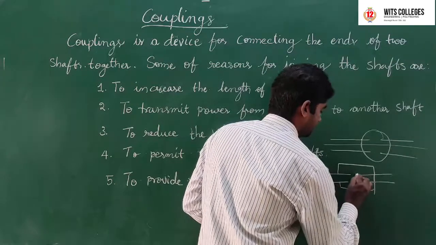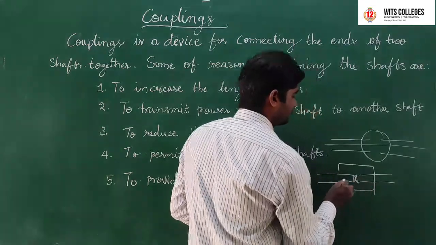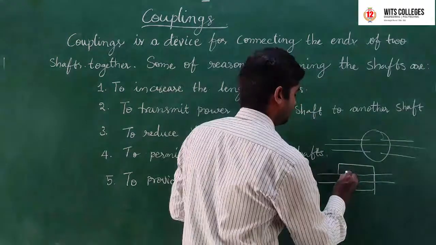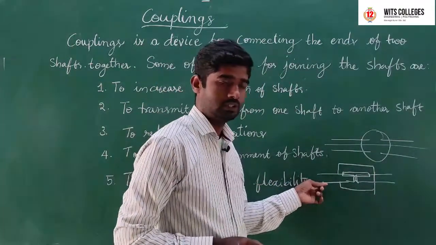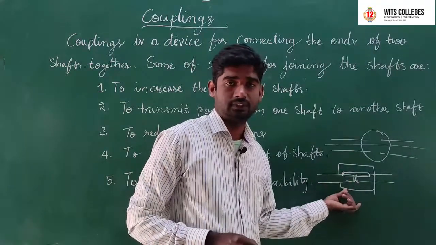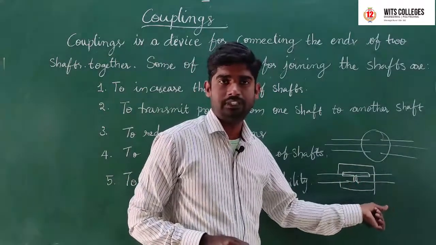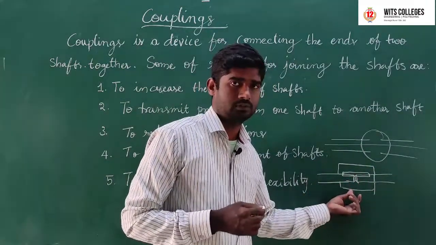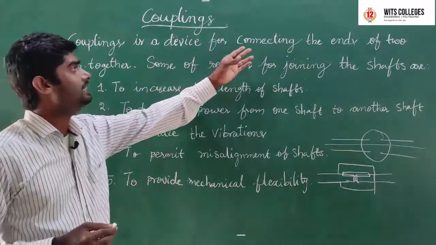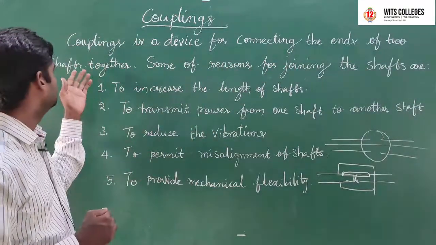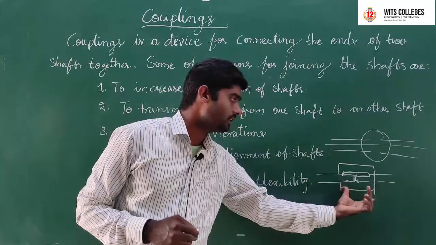This is one shaft, and this is another shaft. Like this is one kind of coupling, and keys are also there. We use keys to prevent relative motion. With this coupling we join any two shafts to transmit power from one shaft to another. A coupling is a device for connecting the ends of two shafts together.